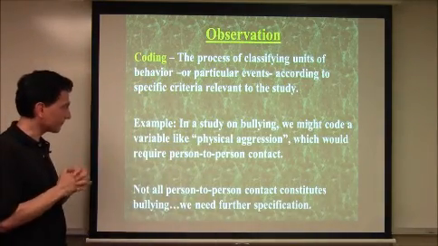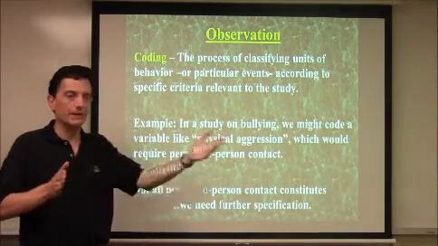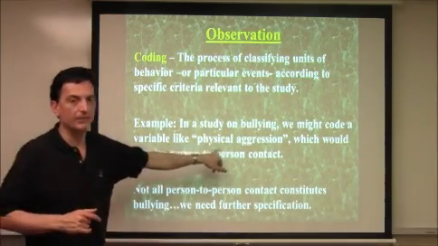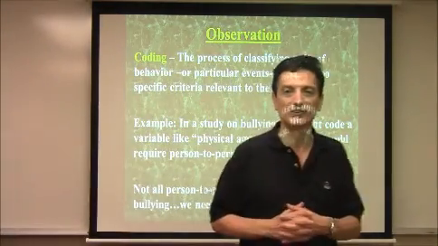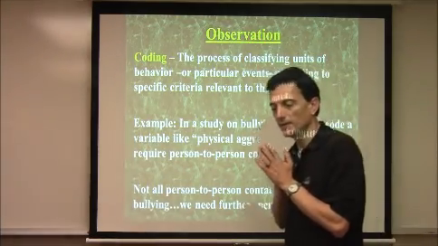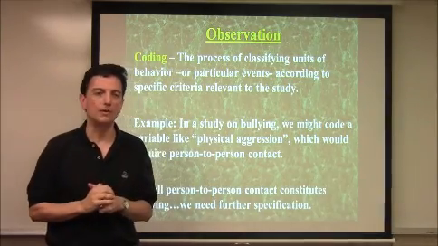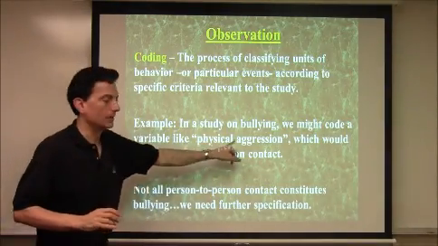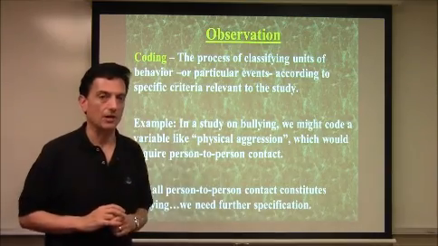So here's another example. In a study on bullying, maybe we're educational psychologists and we want to think about bullying in the classroom or in the schools more generally. We might code a variable like physical aggression. Not all bullying is physical, but this might be one of several variables that we would have. Physical aggression would require person-to-person contact. So maybe one kid is pushing another, or pinching another, or pulling somebody else's hair. These would all be examples of physical aggression, each exemplified by person-to-person contact.